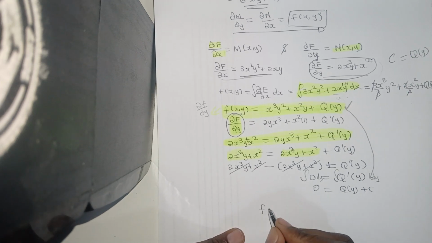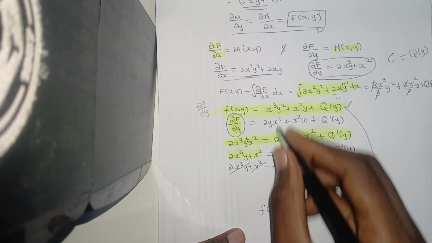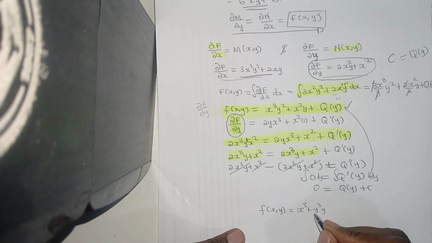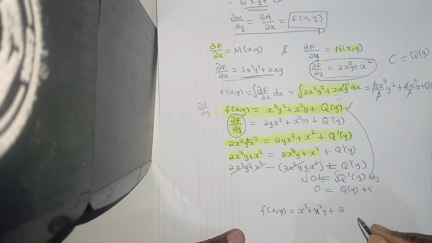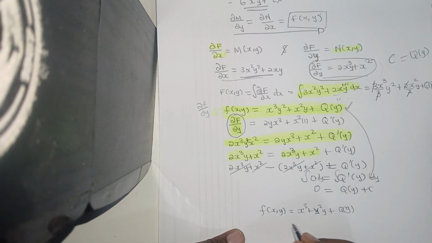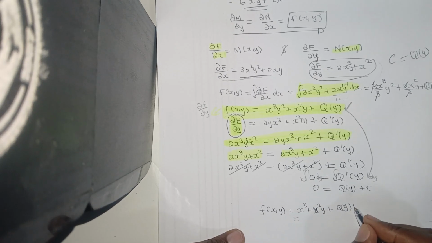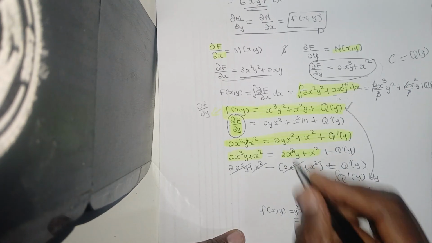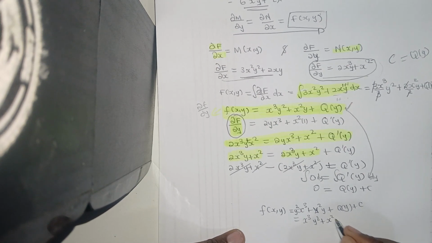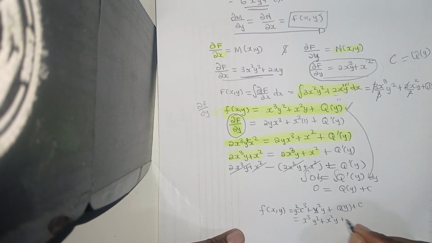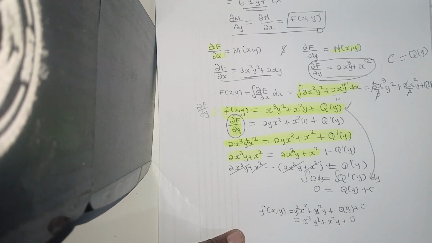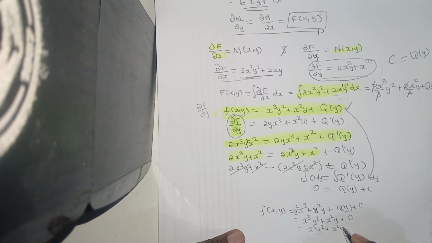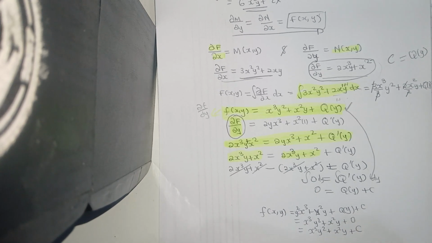Let us write our final answer, which is f of x y is equal to x cubed y squared plus x squared y plus q y, which is 0. We found that it's 0. So we can just say plus c, and then it's x cubed y squared, then plus x squared y, then from there say it's 0. Right? So that means it can just be x cubed y squared plus x squared y. At least let us include c, then that is it.